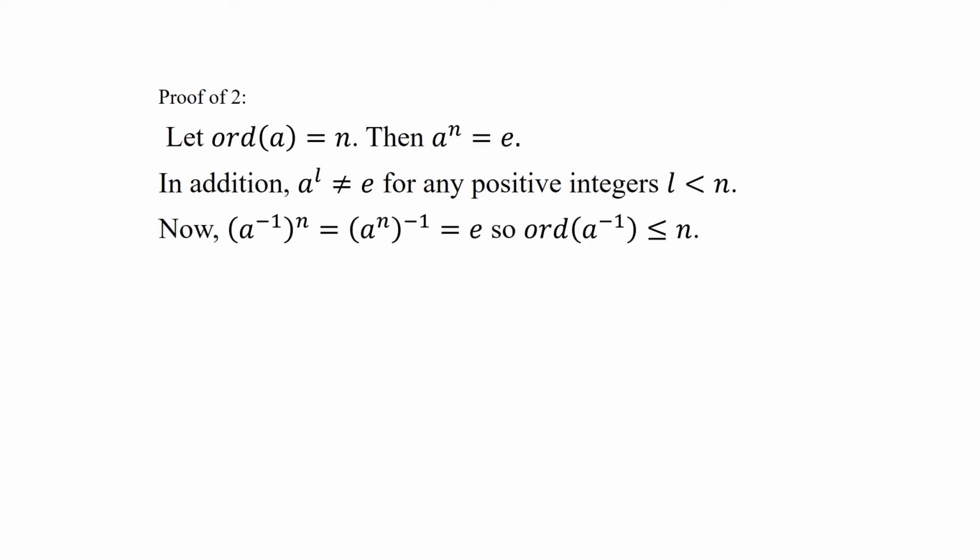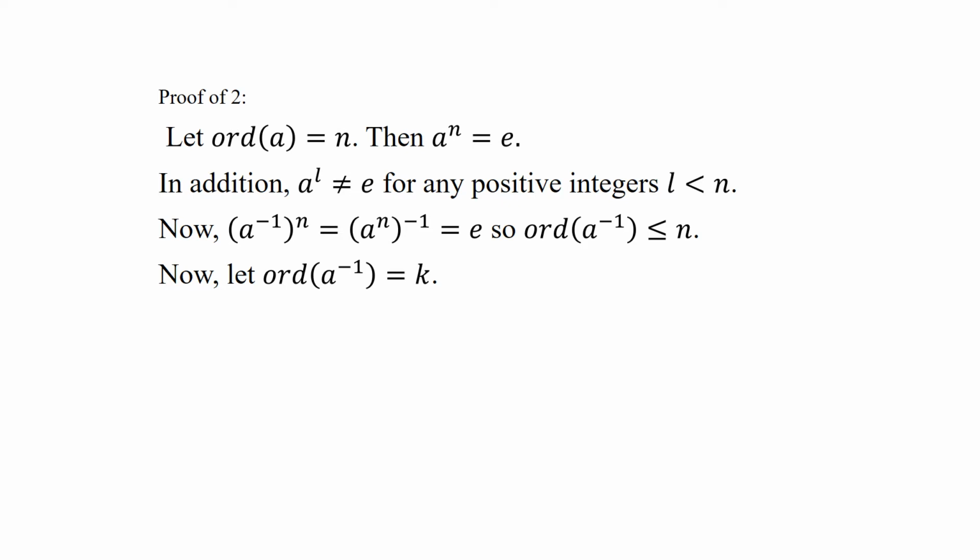It says that the order of a inverse is at most n. It doesn't tell you the order of a inverse is n. All it says is that when I take a inverse, raise it to the nth power, I get the identity. The order of a inverse is the smallest positive integer that does that. So the order must be less than or equal to any other positive integer that has this effect. We need to show that this inequality is actually equality.